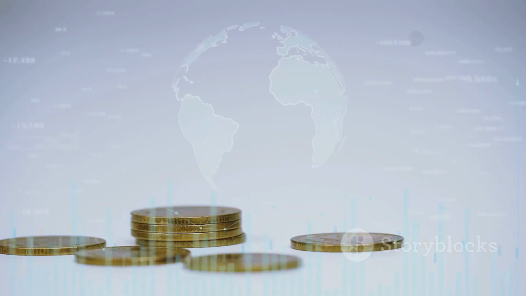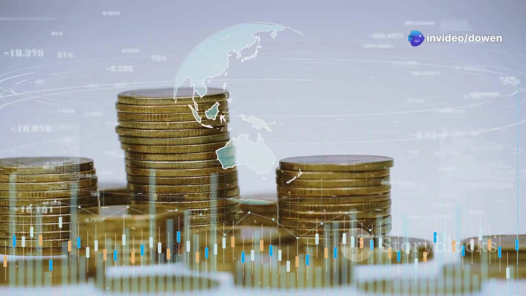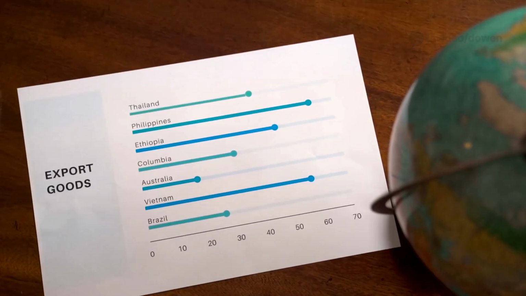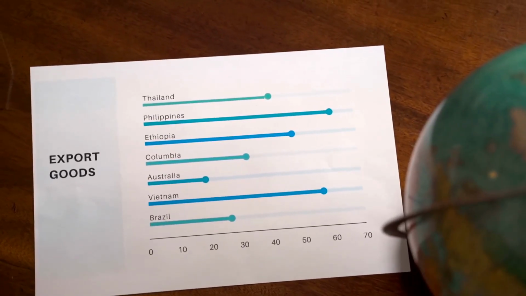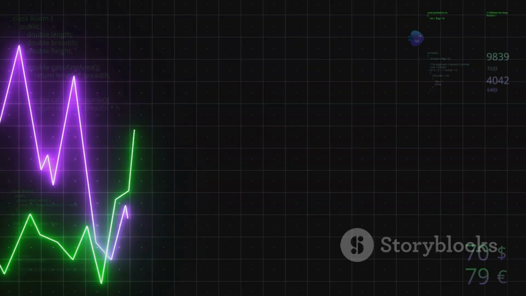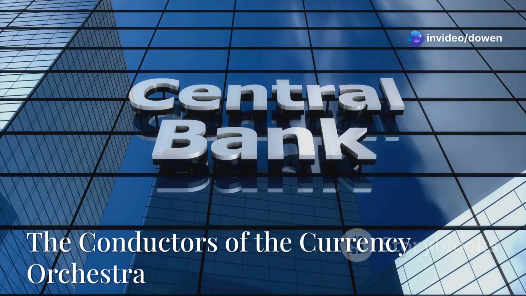supply. A country attracting significant foreign investment will likely see its currency appreciate due to increased demand. Similarly, a country with a large trade surplus, exporting more than it imports, will also experience upward pressure on its currency. These flows are like tides, constantly shifting the balance of supply and demand for different currencies.